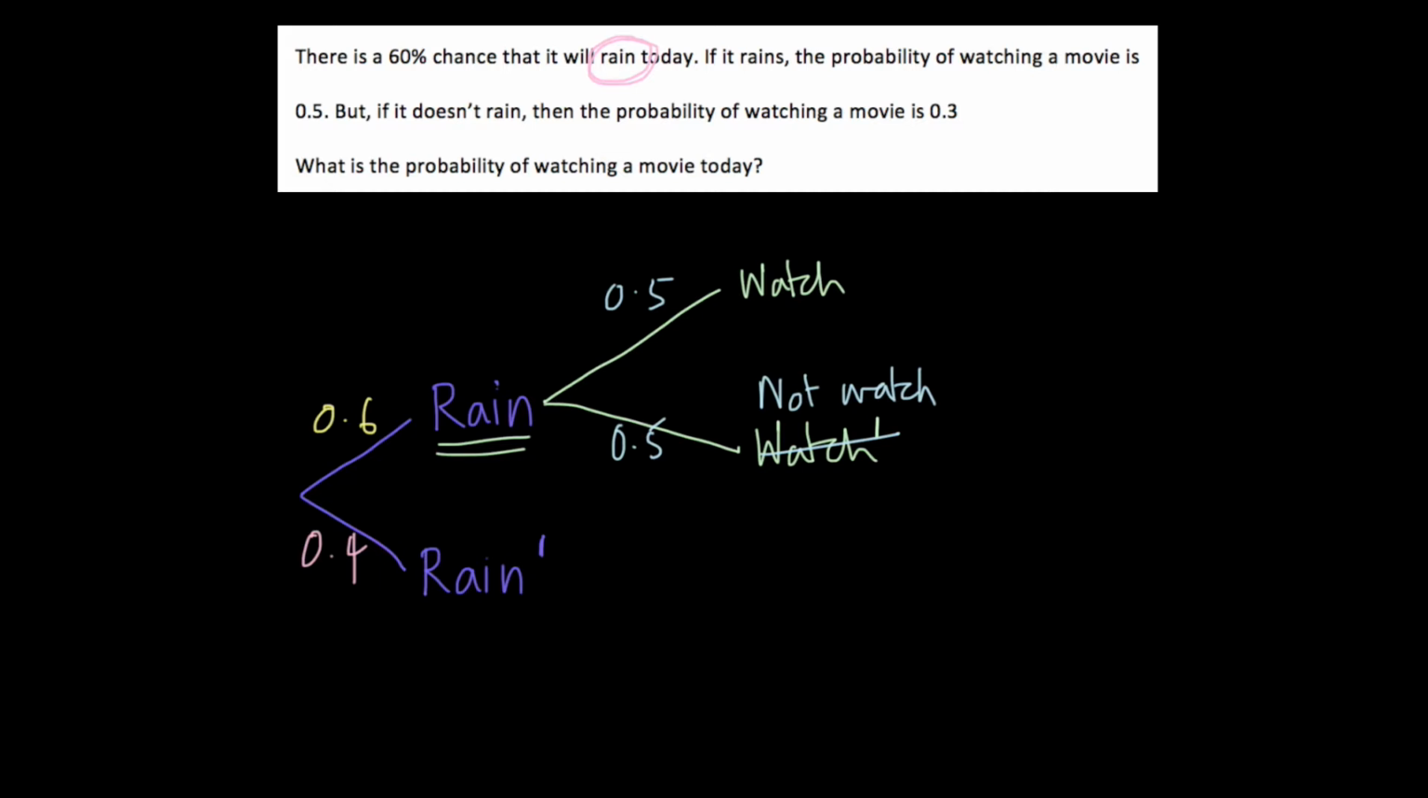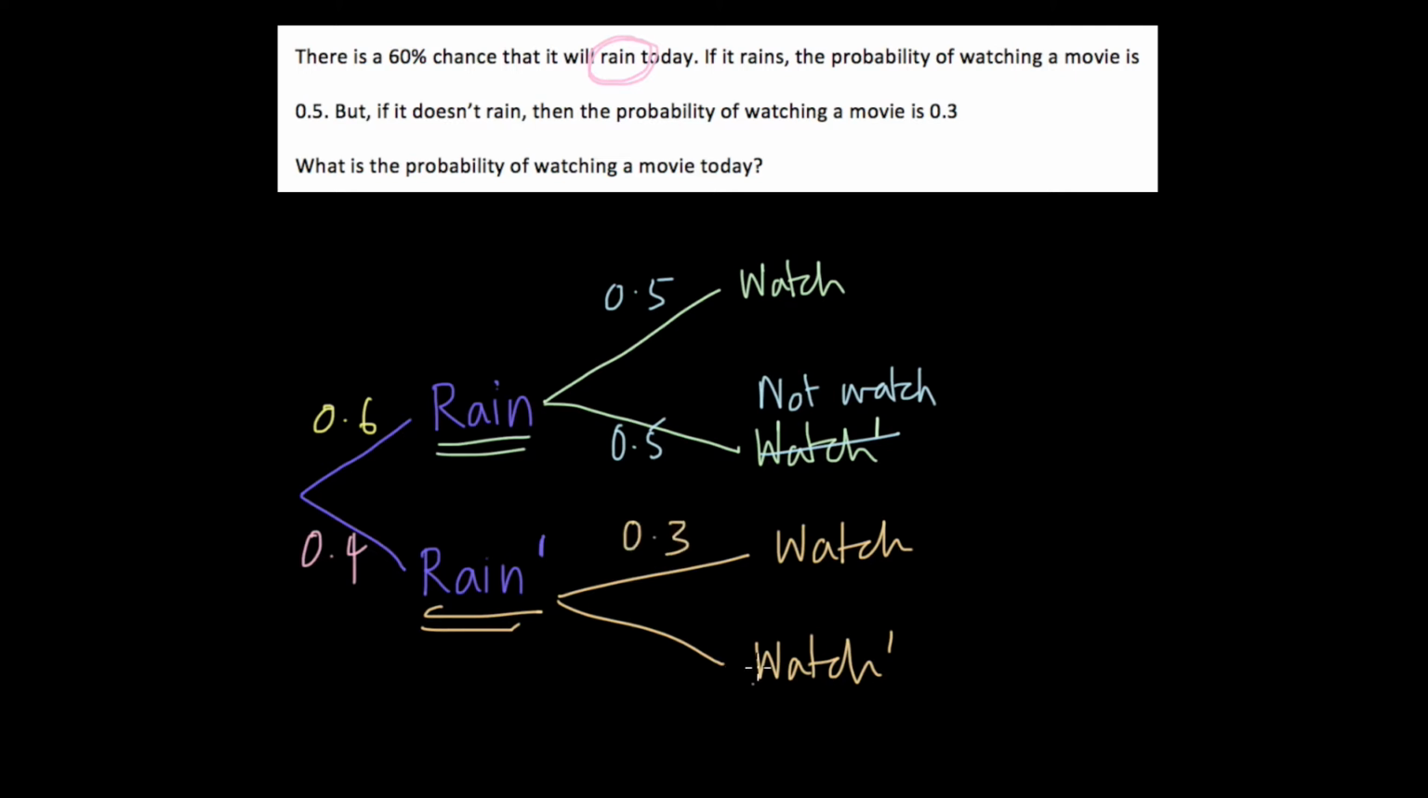The next part says, but if it doesn't rain, so now we're looking at this outcome here, then the probability of watching a movie is 0.3. Again, I have two outcomes, watching and not watching. The probability of watching a movie is 0.3, which means the probability of this branch should be 0.7. So now we have our whole tree done.